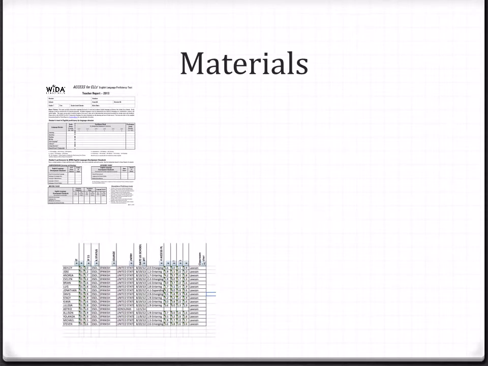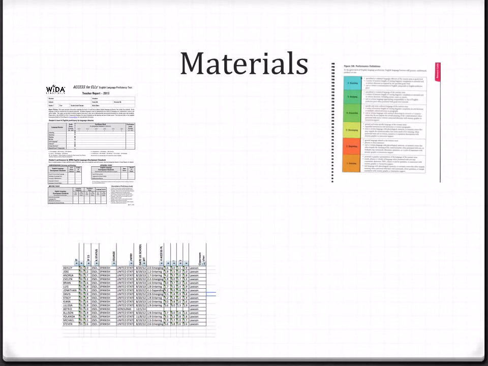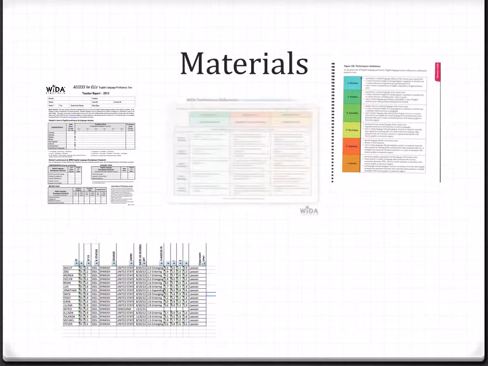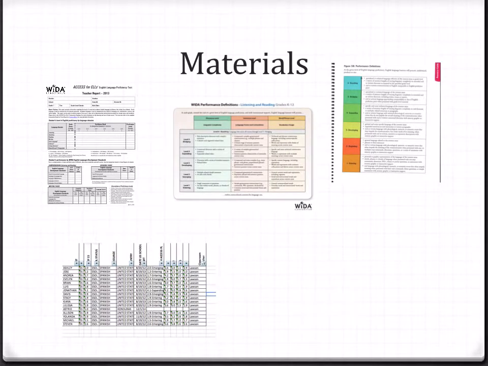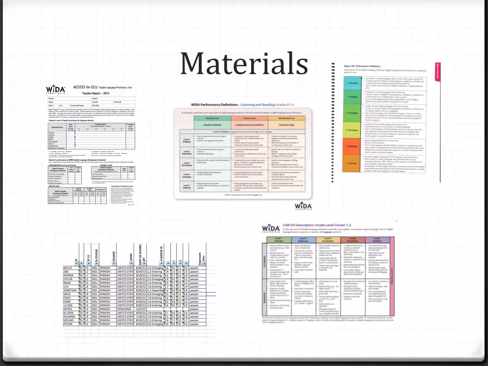You will need a copy of the 2007 WIDA Performance Definitions, which is 1 page. You will also need a copy of the 2012 WIDA Performance Definitions for speaking and writing and for listening and reading. Lastly, you will need a copy of the WIDA Can-Do descriptors for the grade level you teach. If you are missing any of these documents, pause this video and check with your ESOL teacher or visit our Edward M. Feligy ESOL site.